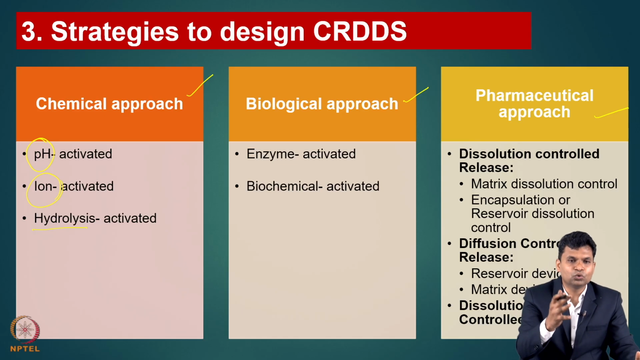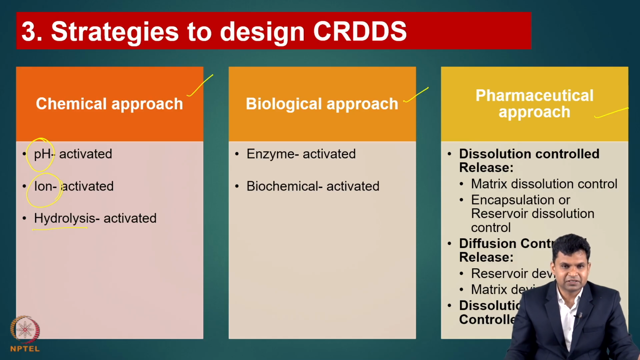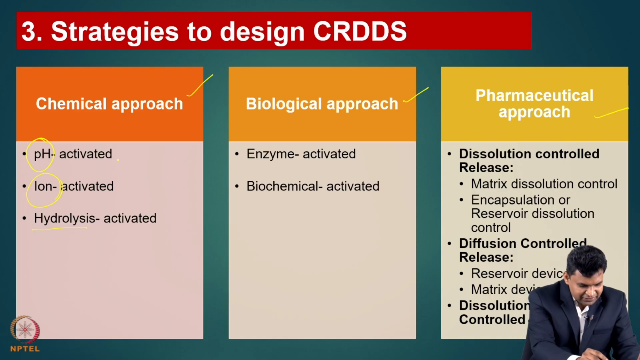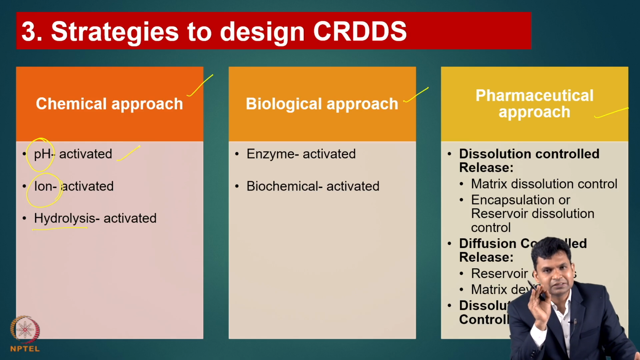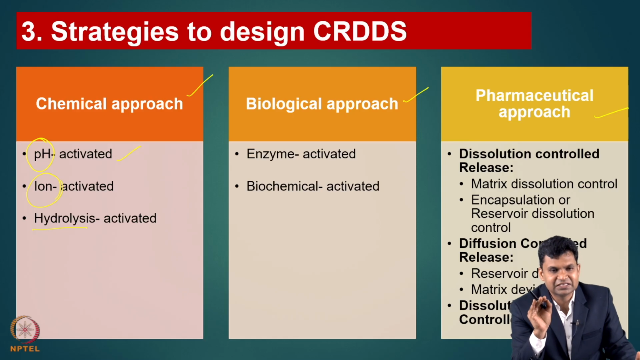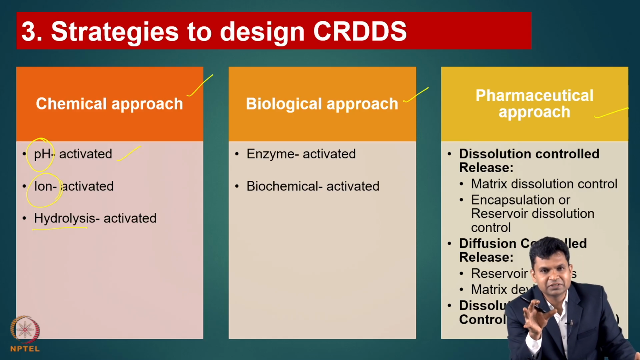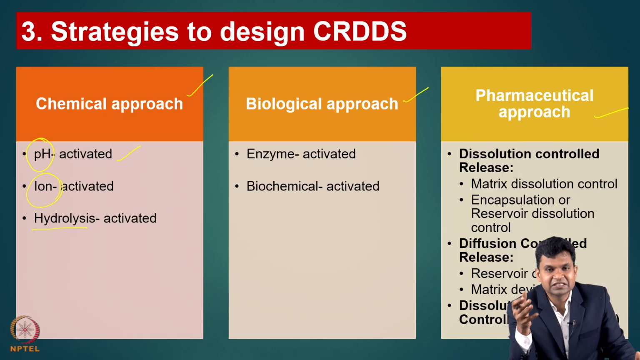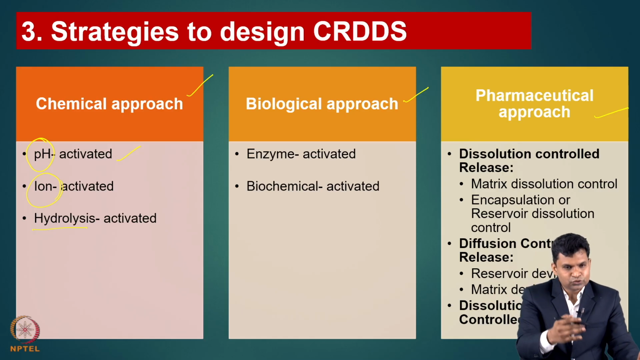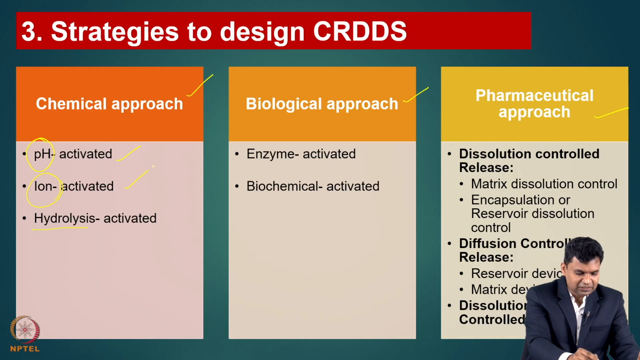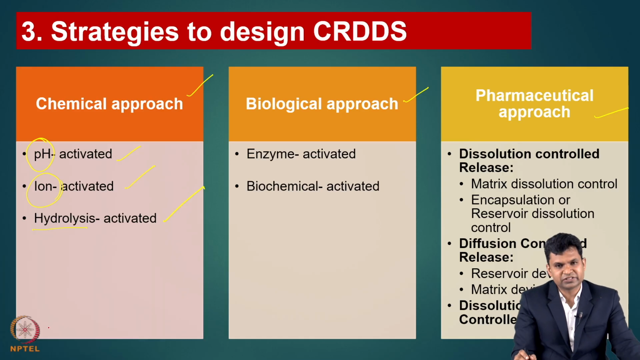So then we can go based on the various chemical approaches, such as pH activated, where you want to load acid-sensitive molecules that degrade in acidic conditions by using enteric coated polymers. These drugs will be protected in the enteric coating, and if you convert them into a controlled release formulation, the drug will release only at intestinal pH. Similarly, based on the various physiological conditions, we can target our formulation at various locations.